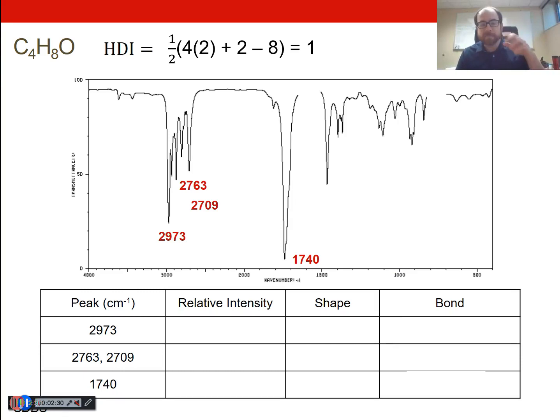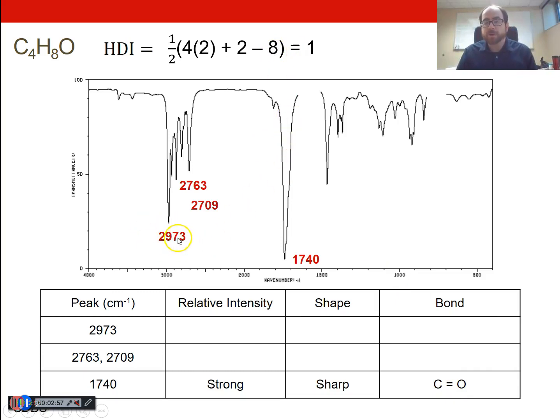Next, I take a look at my IR spectrum. The first thing I notice when taking a look at this IR spectrum is this strong signal at 1740. This corresponds to the double bond region, and this strong signal is going to correspond to a carbon-oxygen double bond. That essentially takes care of my one HDI. There's one pi bond here, and so there are no degrees of unsaturation remaining.